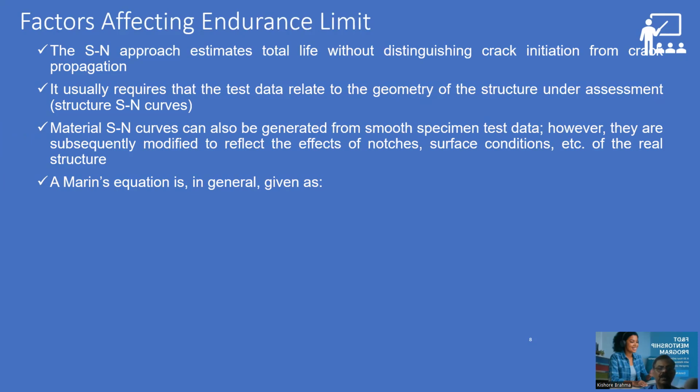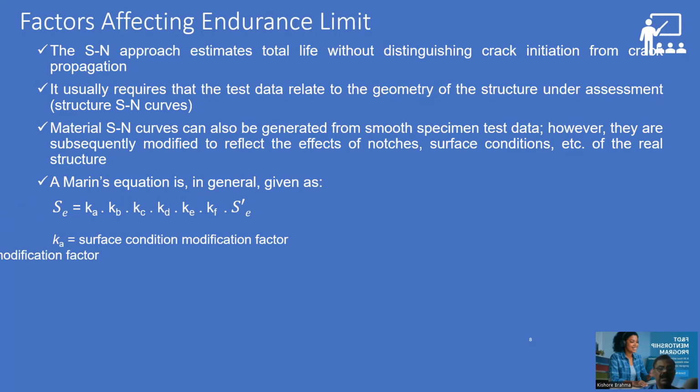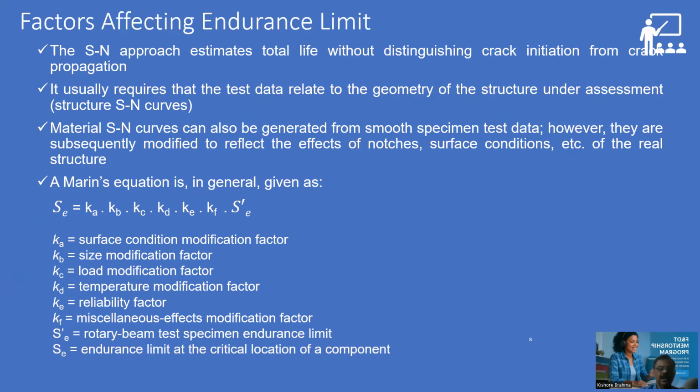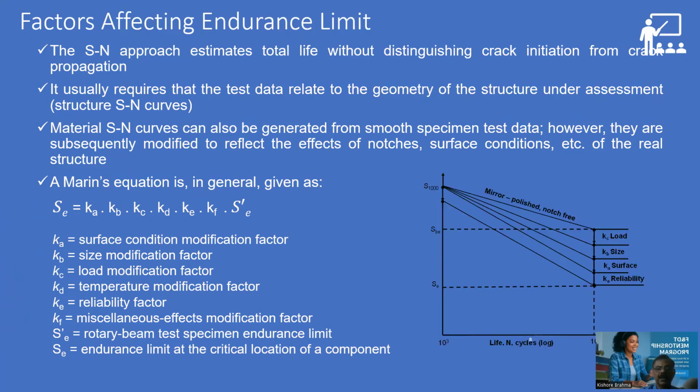Marin observed the actual endurance limit getting affected, compared to that generated through a specimen, S_e, with different knockdown factors like Ka, Kb, Kc, Kd, Ke and Kf. Here S_e is the actual endurance limit after applying the modification factors, and S_e prime is the endurance limit of the critical location of a component.